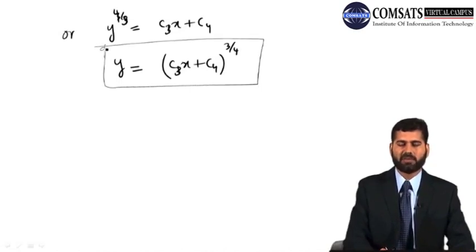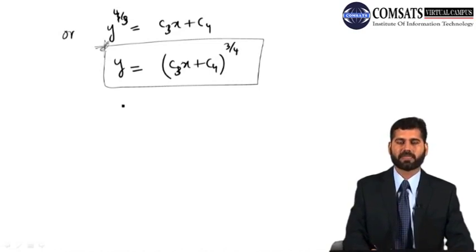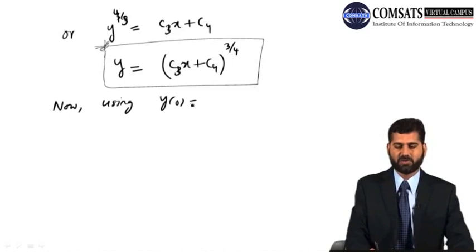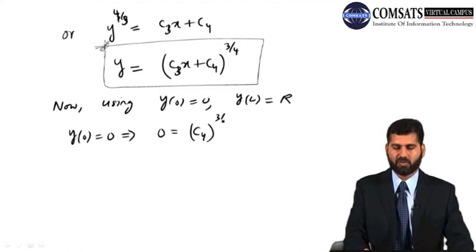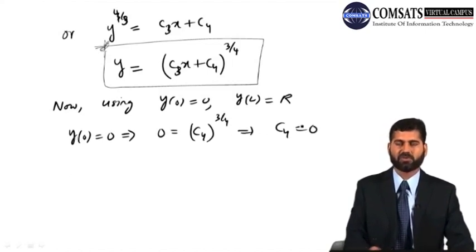All right. So again, using the end boundary conditions that y at 0 is equal to 0 and y at L is equal to R, I can obtain C3 and C4. Let's do that. These were the two end conditions in this case. We obtain y(0) equal to 0 gives you 0 equal to C4 to the power 3/4. So this implies that C4 is equal to 0. So therefore, our y becomes C3x to the power 3/4.